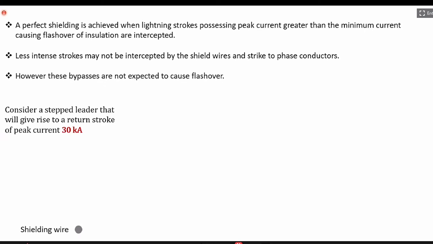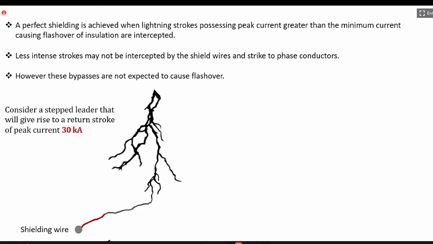Let me show it now with a small animation. Consider a step leader that will give rise to a return stroke peak current of 30 kA. Say that 30 kA is somewhat larger value. Now you see that there is a shielding wire and a phase wire there. Now, the step leader which will finally give rise to a 30 kA return stroke will bring enough charge to give rise to a high electric field strength so that it will attract a streamer from the shielding wire much faster. So before the phase wire sends a streamer which will meet the step leader, it will meet the shielding wire.